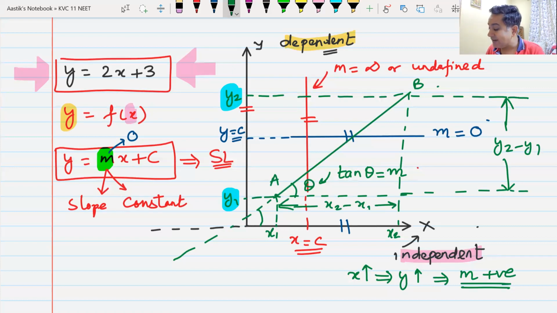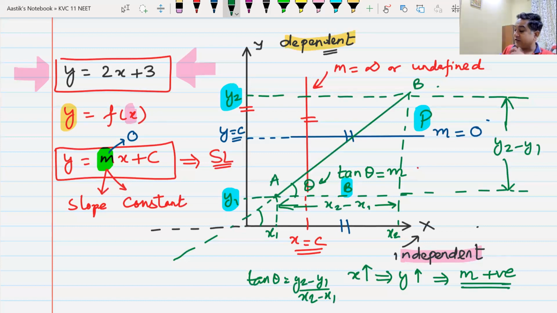So my slope tan theta, this is my perpendicular and this is my base. Perpendicular divided by base, yes or no? So I can write this tan theta as y2 minus y1 divided by x2 minus x1. This is the line with positive slope. y2 is more than y1, x2 is more than x1, tan theta is positive, slope is positive. Do we understand this?